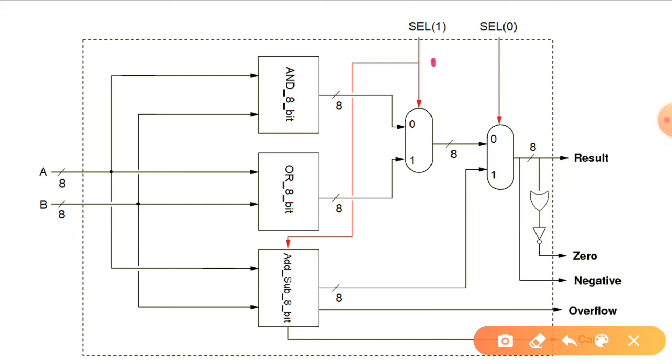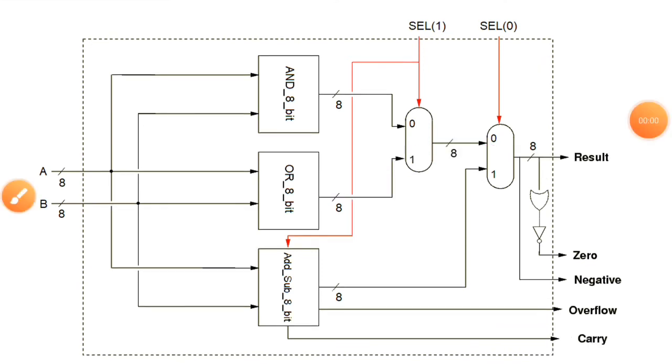Now let us understand the effect of other combinations of the select signal. Let us understand the combination 1 0. So when select 1 is 1, what will happen? This lower input of mux1 will be connected to the output, and select 0 is 0, then upper port will be connected to the output. So as you can see, the output of the OR module will be connected to the result. So OR operation will be performed when select 1 is 1, select 0 is 0.